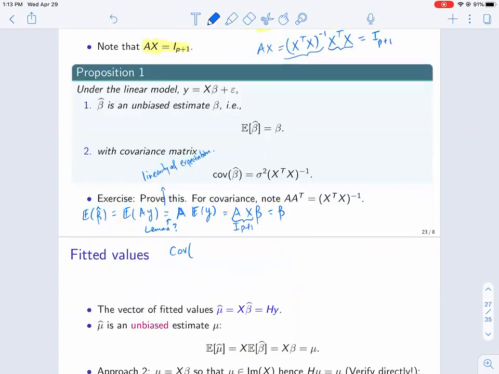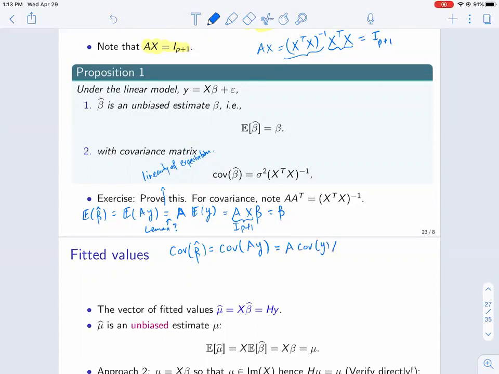How about the covariance matrix? How do you compute the covariance of beta hat? Again, we can use the lemma. The covariance of beta hat is the covariance of A times Y, which is A times the covariance of Y times A transpose.